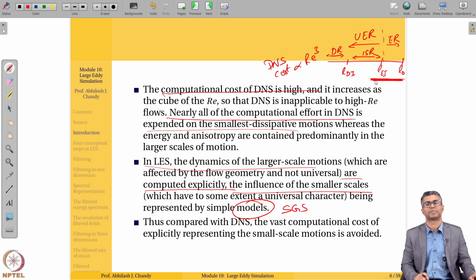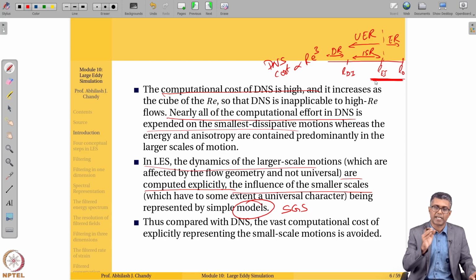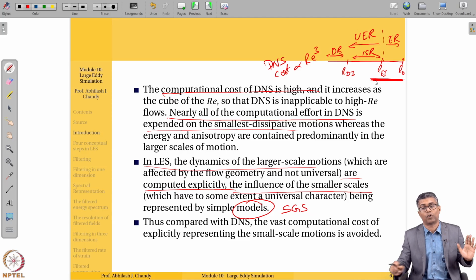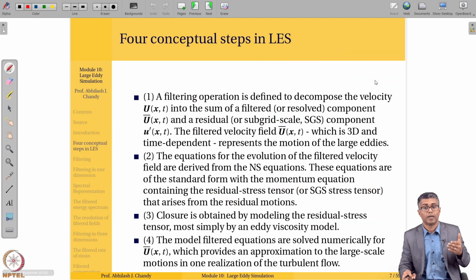That's it. Somewhere slightly below LEI, and I'll describe why it has to be slightly below. But LEI, technically, you just have to resolve all the way till LEI, technically. Okay? So you're avoiding resolving all the length scales. That's what you're doing. And you're avoiding incurring the large cost associated with DNS.